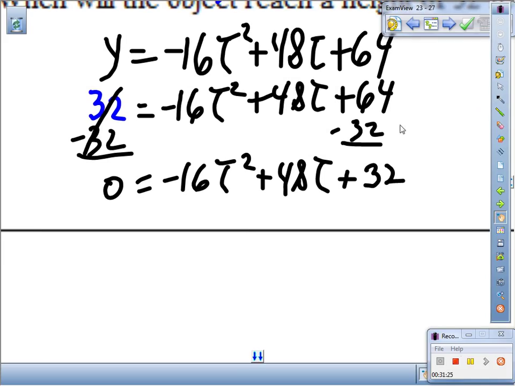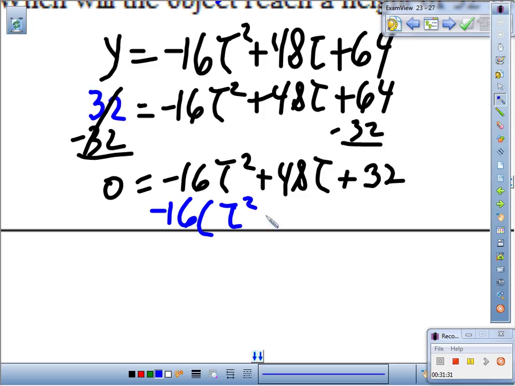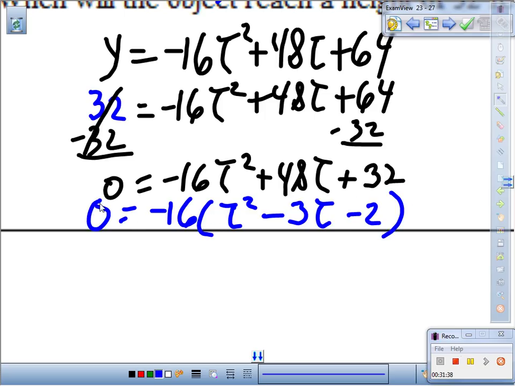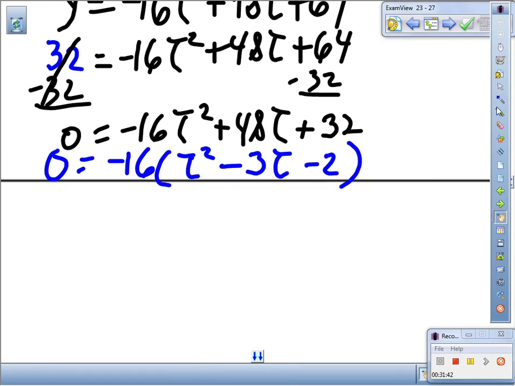Next, check for GCF. What's our GCF, everyone? Negative 16. We're left with t squared minus 3t minus 2, and all that equal to 0. All right, let's factor what's inside of the parentheses. Power Rangers, yeah?